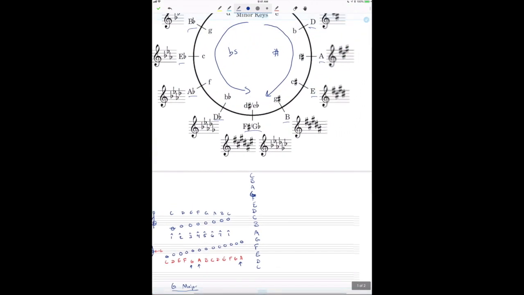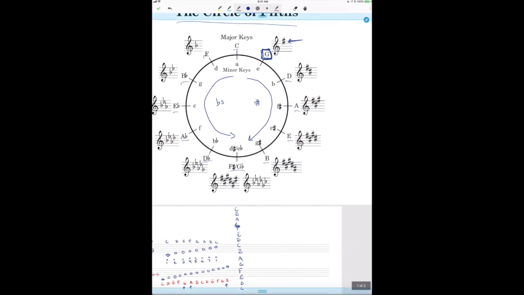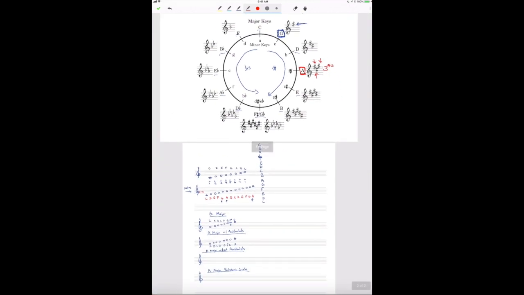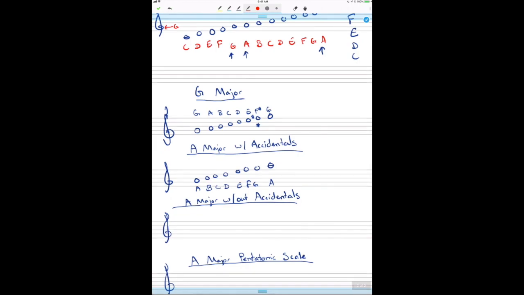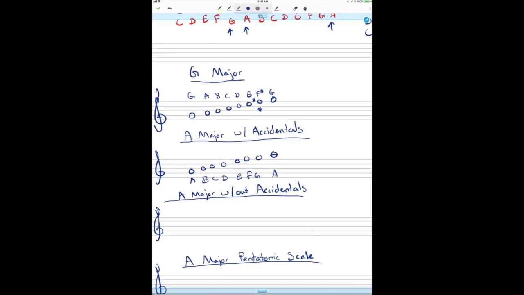Remember, altered notes are sharps or flats, and so we find the capital A on our circle of fifths. There it is. It is outlined in red with a red square, and we see that there are three altered notes, or three sharps. The top line, the second space, and the space right above the staff. So I need you to help remember that because we're going to transfer that down to our A major scale.